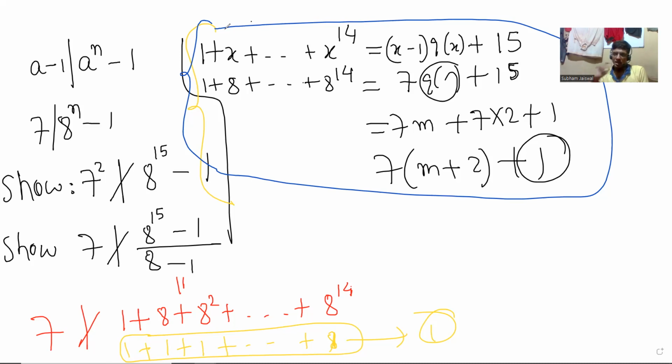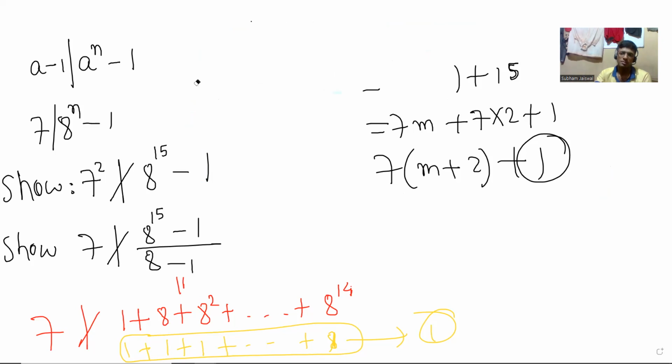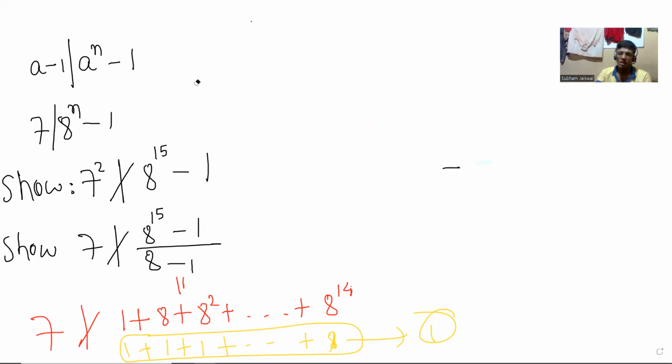Good. Nice. This is an interesting thing. We got the remainder as 15, but this 15 is the important thing. Where is the 15 coming from? It is this 15. If that was an n, the remainder would be n.